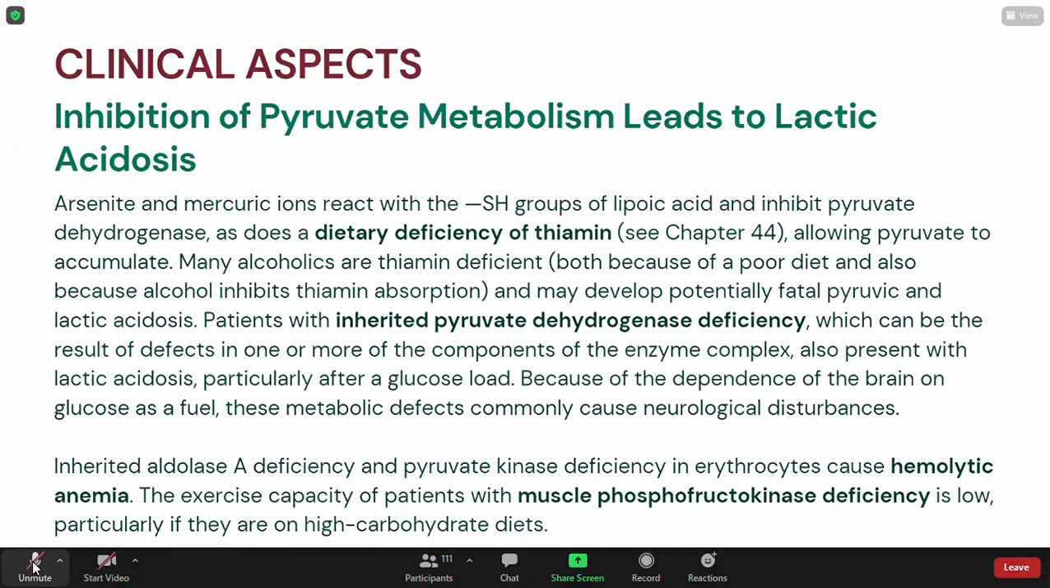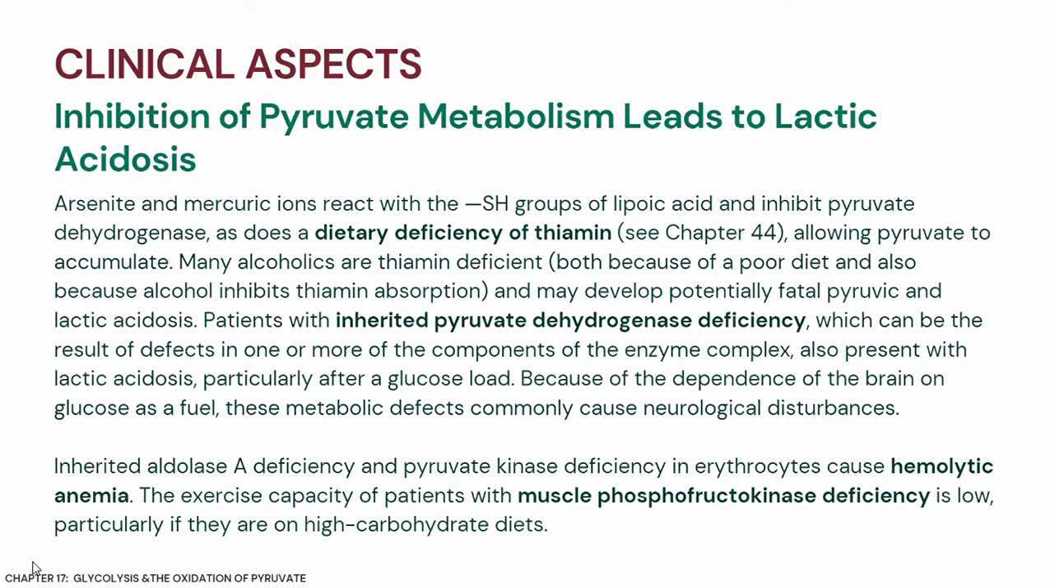Cysteine. Remember we said that in the catalytic site of an enzyme, you are sure to have a cysteine residue because of the SH group, which participates in the catalysis. So there you are. Lipoic acid is the one that is being affected by the presence of arsenite and mercuric ions.